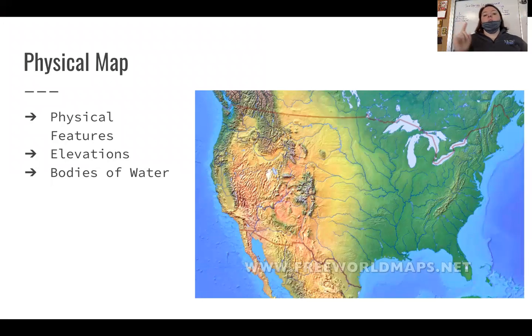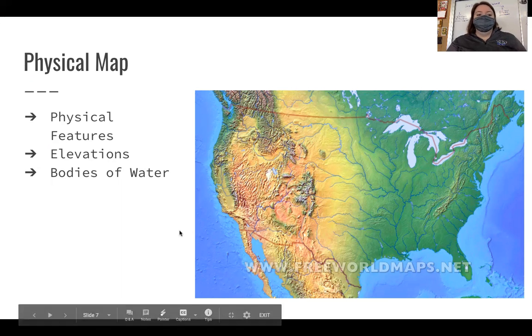Physical maps show physical features, so things like mountains, oceans, rivers, lakes, etc. They can also show things like elevations. So as you can see on this map of the United States, I know it doesn't have a legend, but the things in green are generally in lower elevation than the things in yellow or this reddish color. And you can see that because there's a bunch of mountains over here.